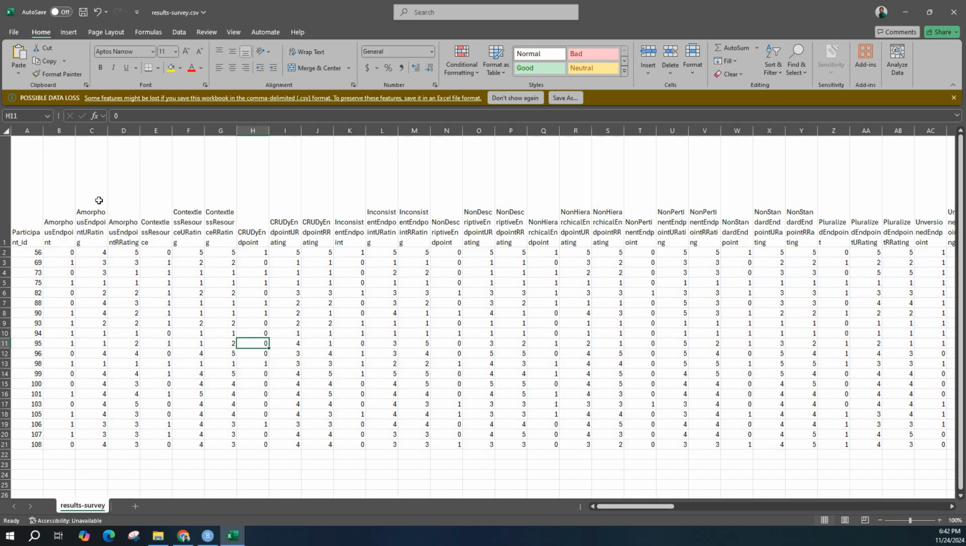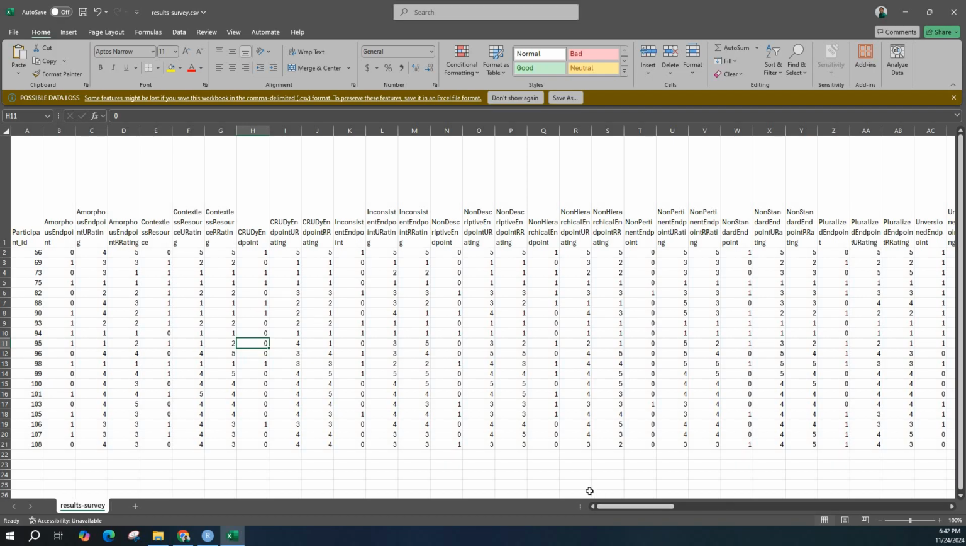If I give an example, for each pattern and anti-pattern we have a column where 1 means the respondent chose the correct option. Here we have participants, and for amorphous, participant 56 did not choose the correct option. That's why it's 0. Compared to 56, participants 57 and 69 selected the correct one. The participant numbers do not start with 1 because there are so many empty or incomplete responses, so the numbers are a little different.